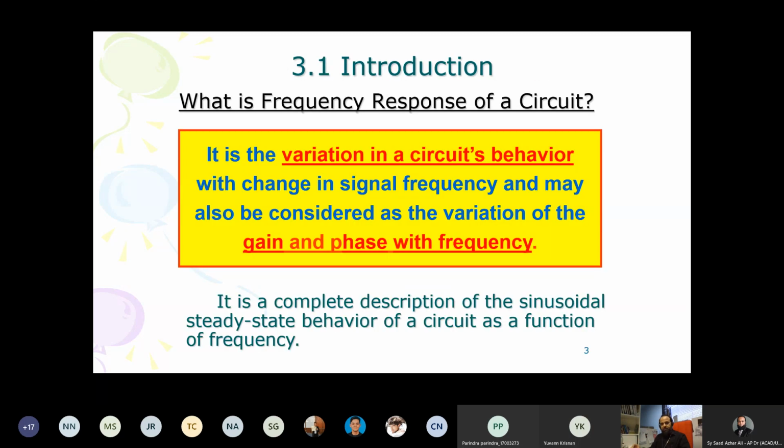All right. Frequency response. When we say frequency response, if you go back to your signals and systems course, do you remember what a step response is? Can anyone tell me what a step response is?